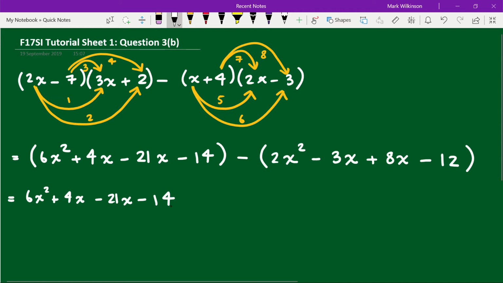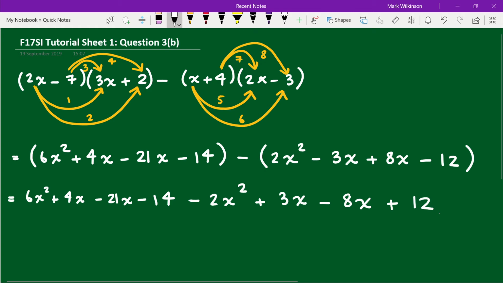So for the first term, we have minus 2x squared. For the second term, we have plus 3x, since it's minus 3x. For the fourth term, it's minus 8x. And then for the last term, we have plus 12, because it's minus 12.